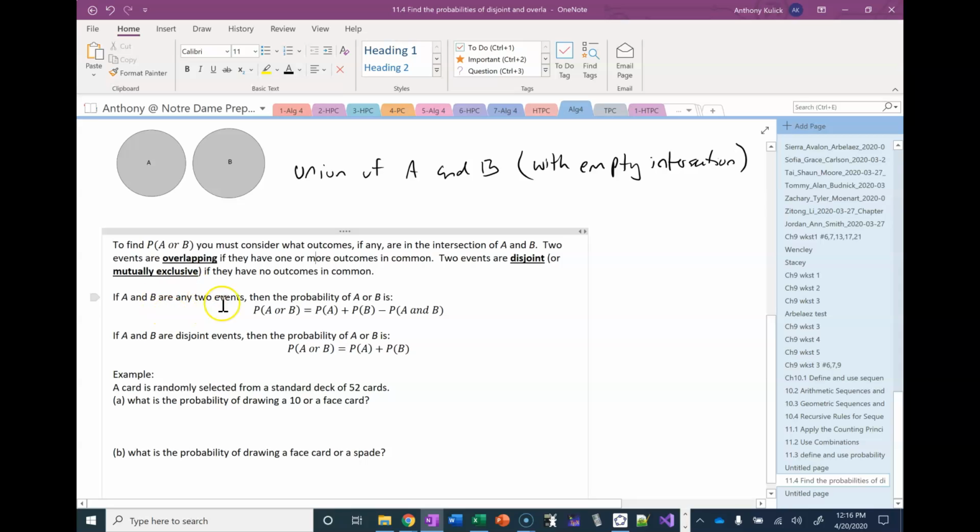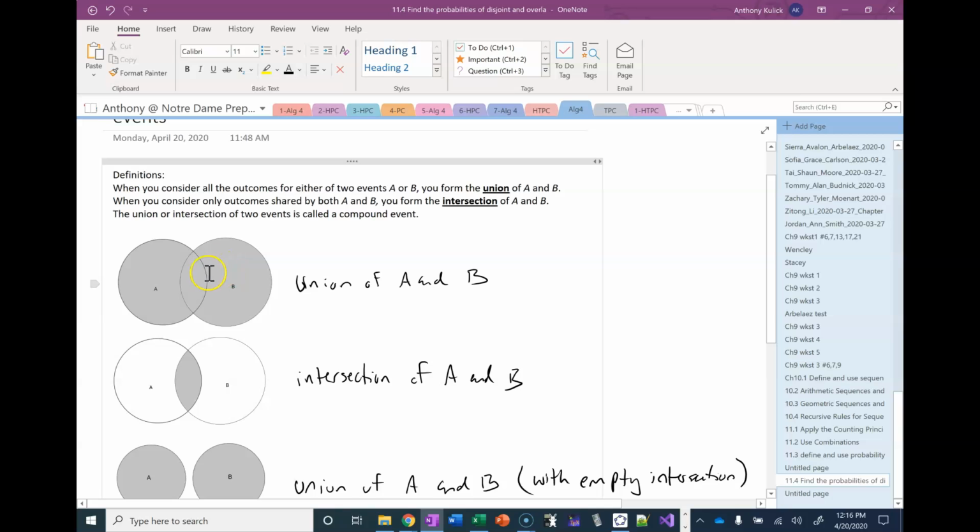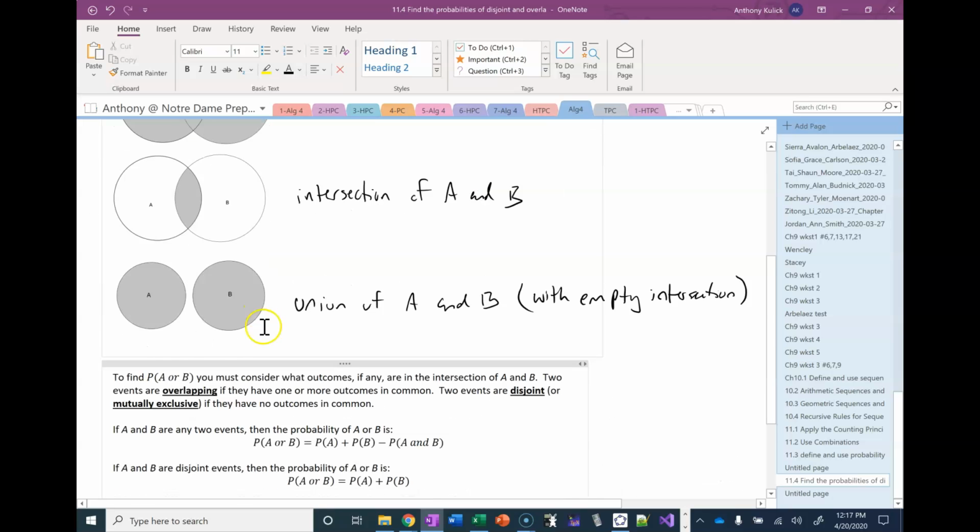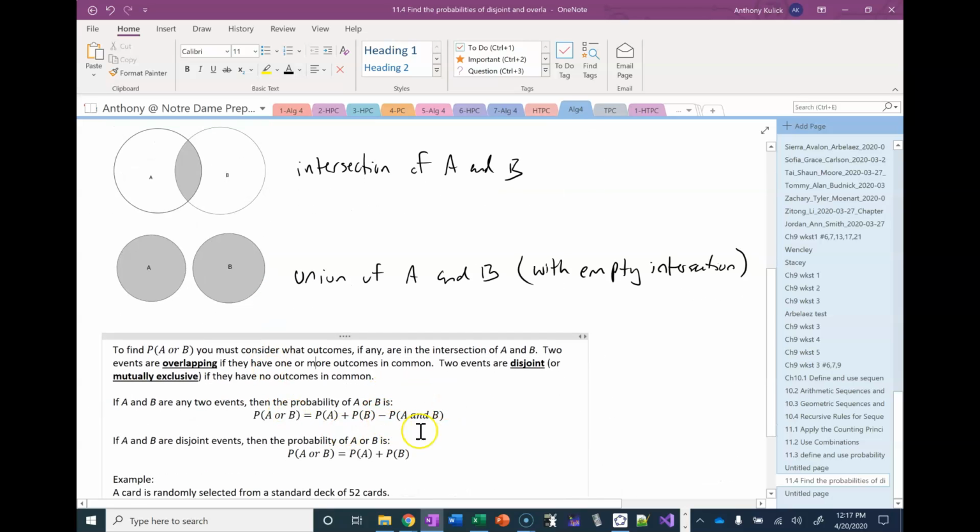If A and B are any two events, then the probability of A or B is equal to the probability of A plus the probability of B minus the probability of A and B. Now, why do we have to subtract that? Well, the probability of A includes this little overlap, and the probability of B also includes this little overlap. So when we've counted the probabilities, we've actually counted this overlap twice. So subtracting it out one time at the end gives us the correct probability there.